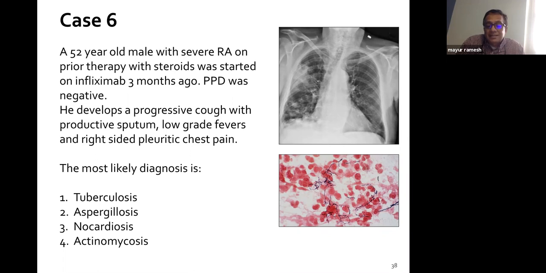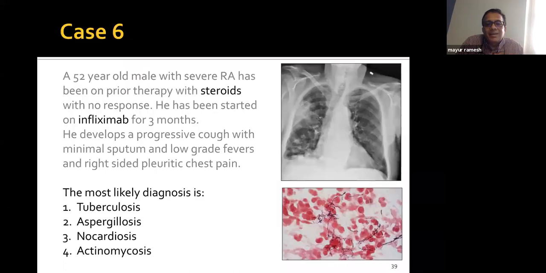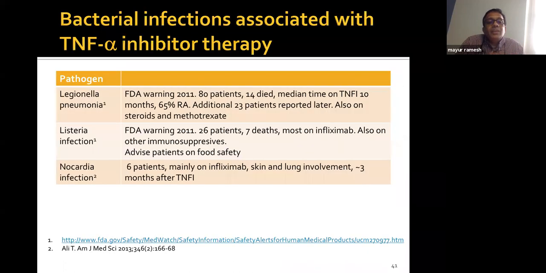So mostly this is Nocardia, and obviously the mode of infection is that you inhaled it. So what about other bacterial infections associated with TNF-alpha? As we said, intracellular pathogens such as Legionella, Listeria, and Nocardia have been associated with it. And so these are all, there is an FDA warning on it.